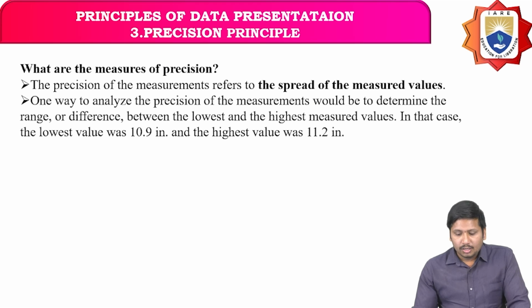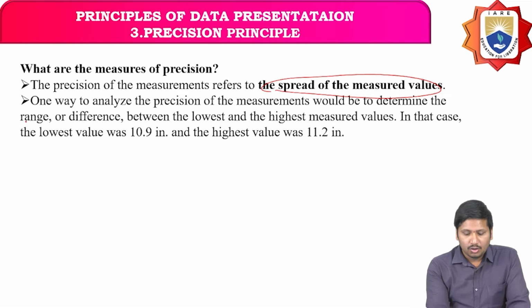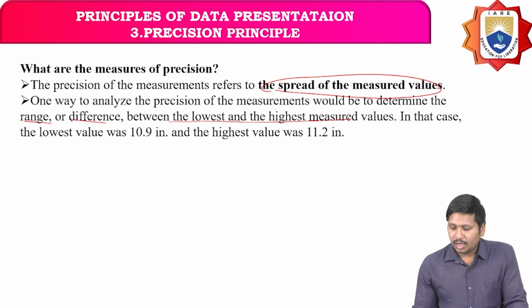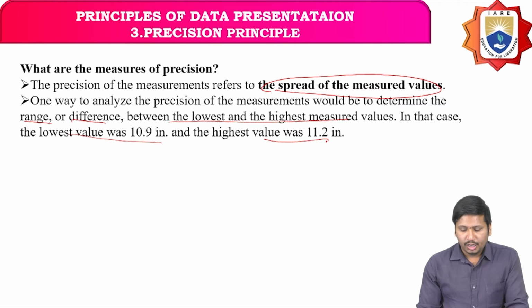And next, what are the measures of precision? The precision measurement should be able to reflect the spread of measured values. Okay, so the precision of the measurements refers to the spread of the measured values only. So one way to analyze the precision of measurements would be to determine the range, or I can determine the difference between the lowest and highest measured values. So in that case, the lowest value should be 10.9, and then the highest value should be measured as 11.2 inches, like this.